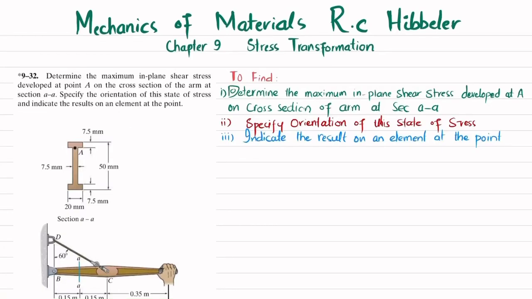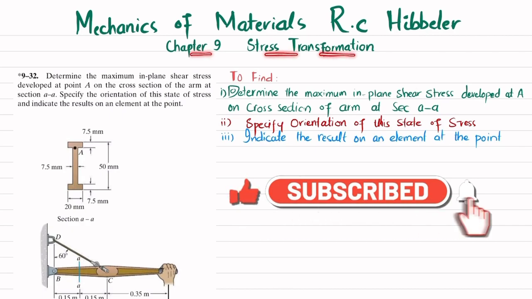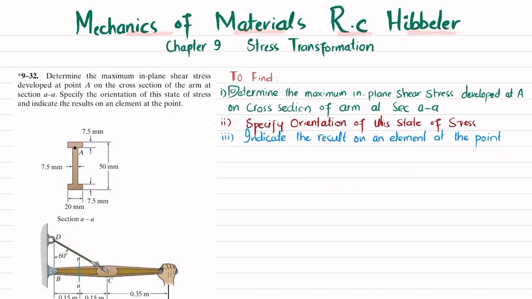Welcome back. Problem 9-32. This problem is taken from chapter number 9, that is stress transformation, and the book is Mechanics of Materials by R.C. Hibbeler. The statement is: determine the maximum in-plane shear stress developed at point A on the cross section of the arm at section AA. Specify the orientation of this state of stress and indicate the result on the element at a point.